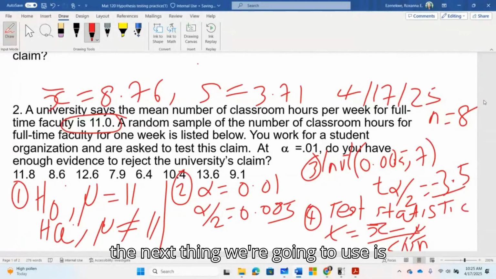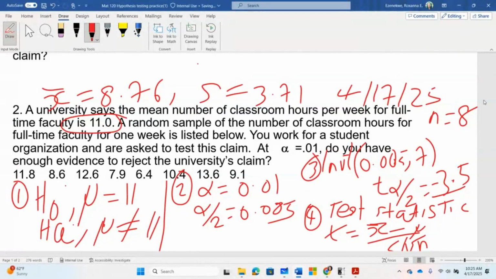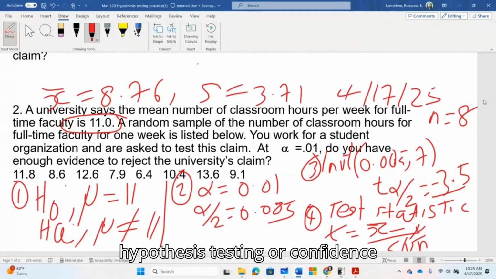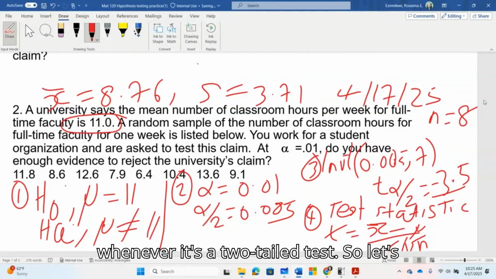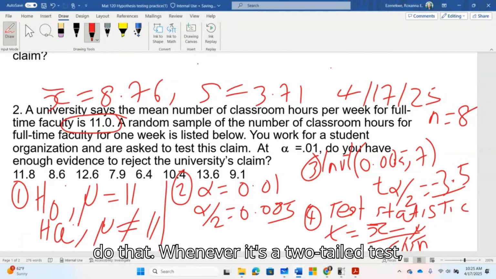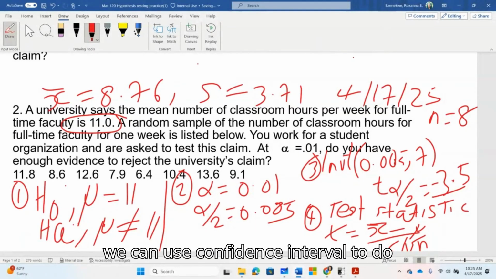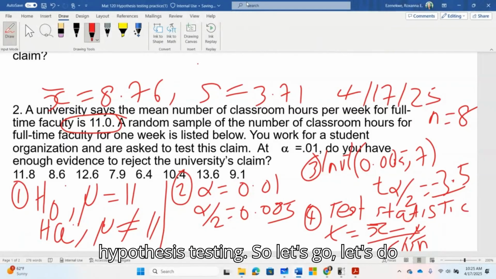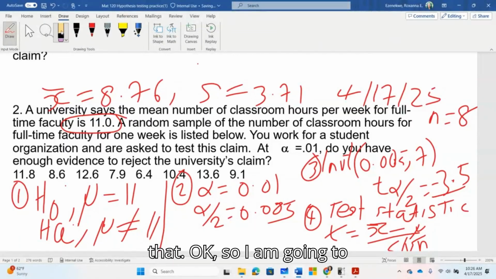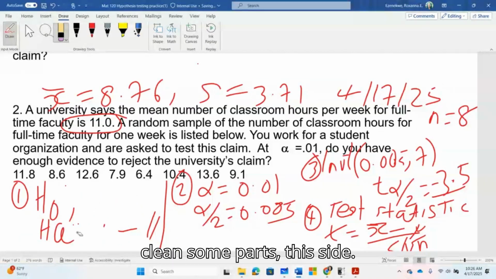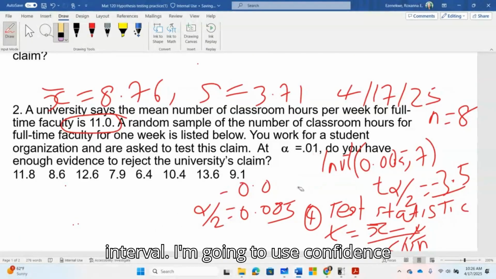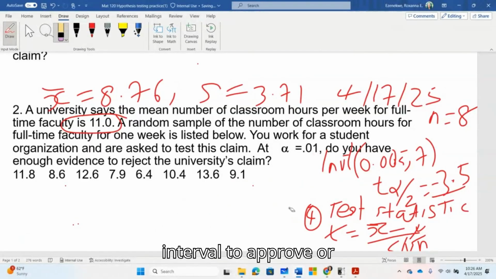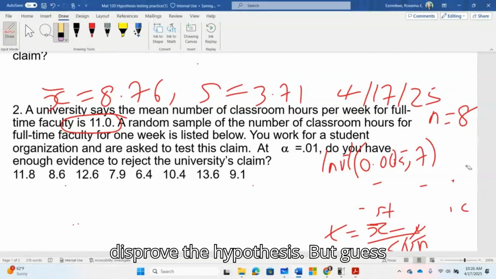The next thing we're going to use is the confidence interval. We can use a confidence interval to do hypothesis testing whenever it's a two-tailed test. So let's do that. I am going to clean some parts on this side so I can do the confidence interval. I'm going to use the confidence interval to prove or disprove the hypothesis.